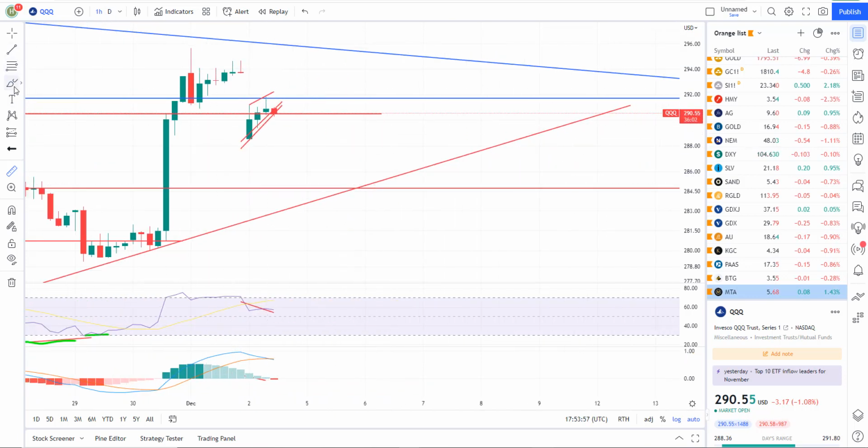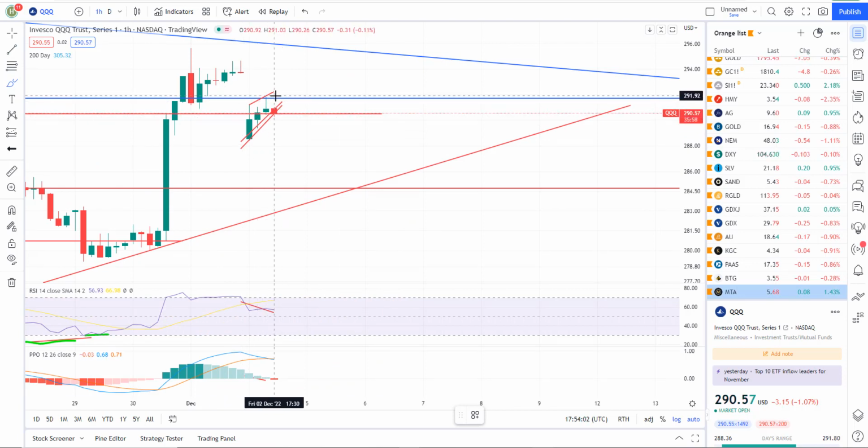Now I'm cycling back into shorts. So I took another short here at 290.50, added to the short here at 291.50, somewhere right in there, and then looking for this to break.